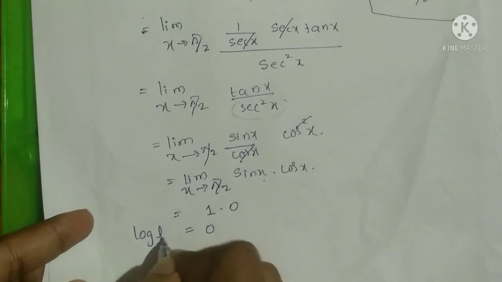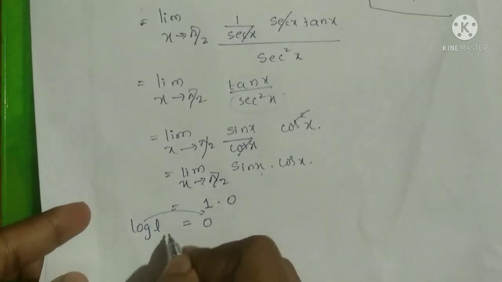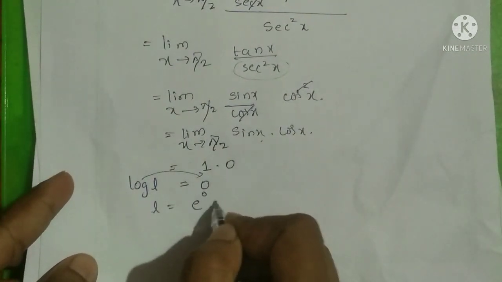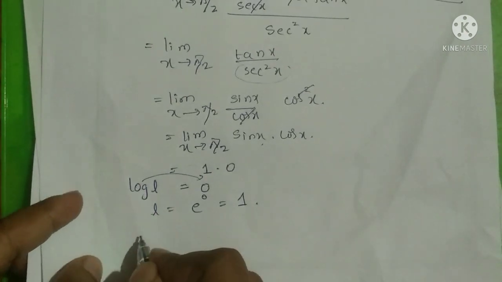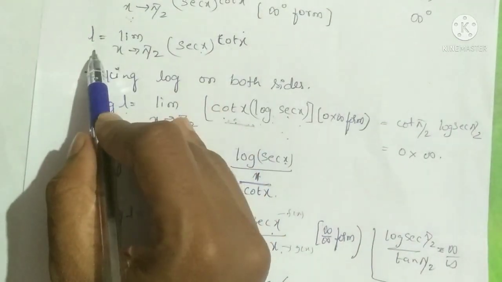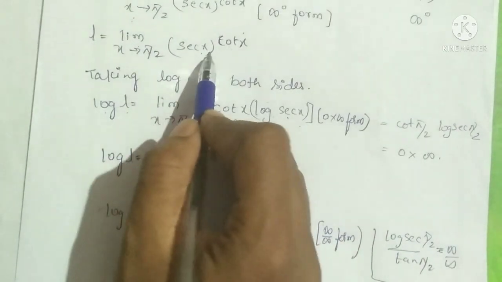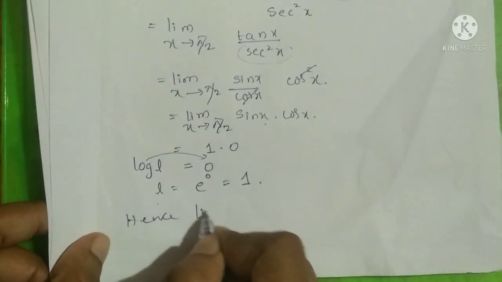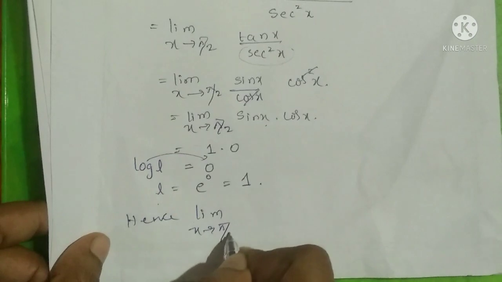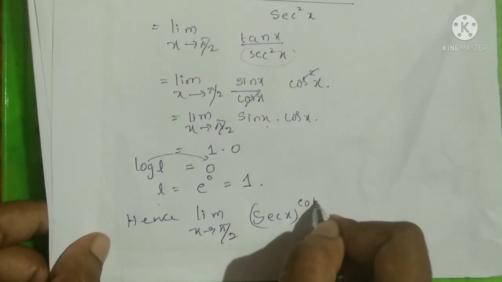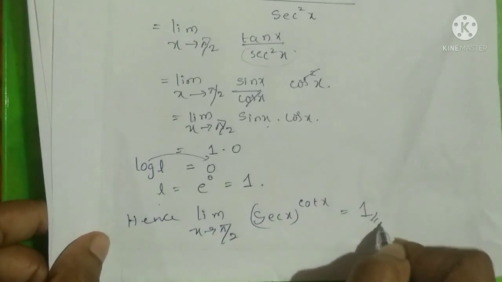Here you have log L. So when you shift log to this term, it becomes L equals e to the power of 0. E to the power of 0 is 1. So the value of L is 1. Hence we have equated L to limit x tends to pi by 2 secant x whole to the power of cot x. So limit x tends to pi by 2 secant x whole to the power of cot x value is 1. Next, let us solve one more problem.